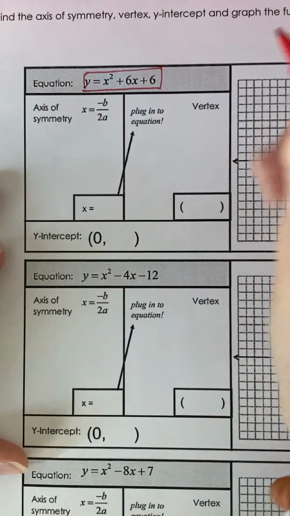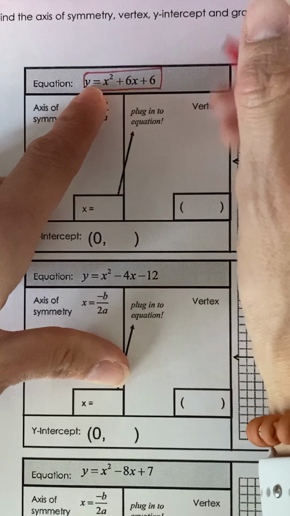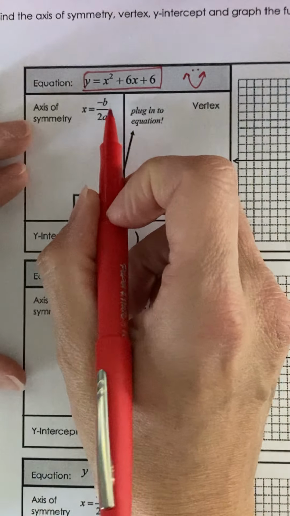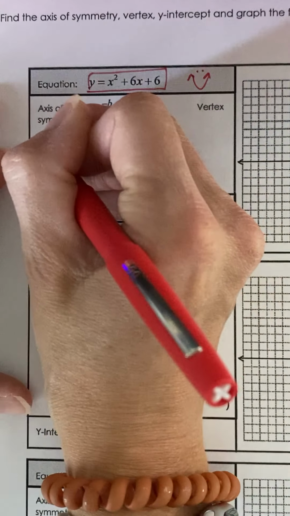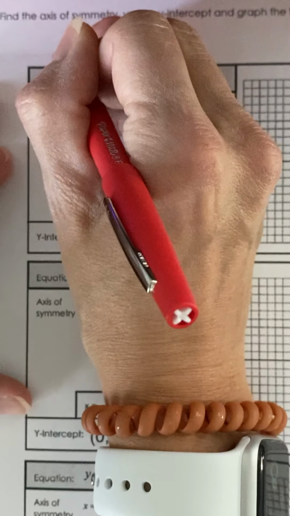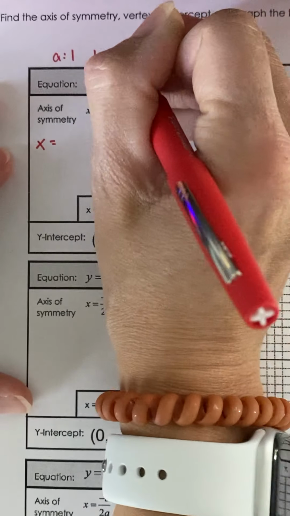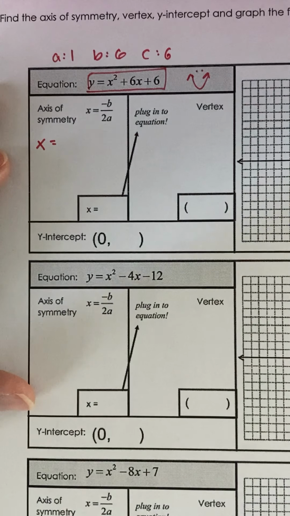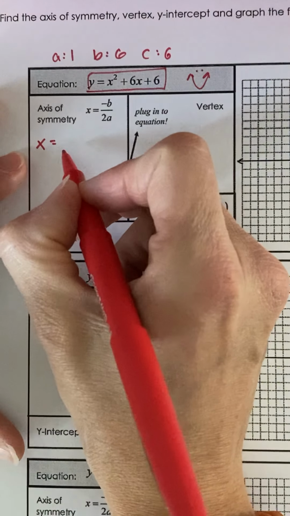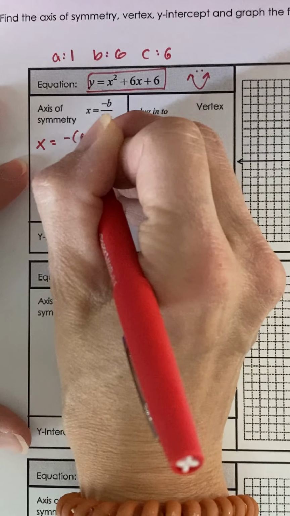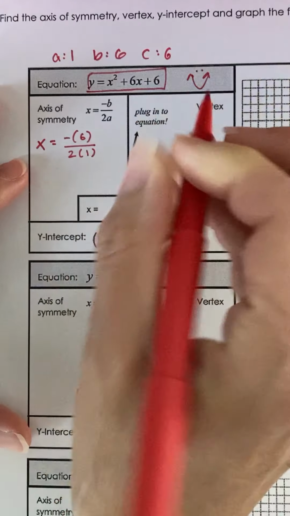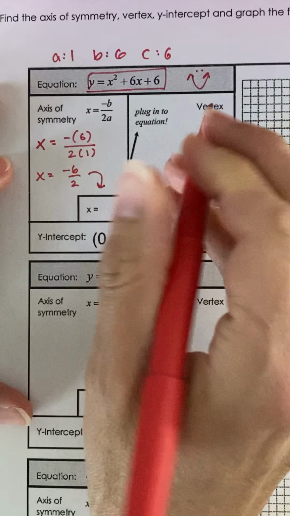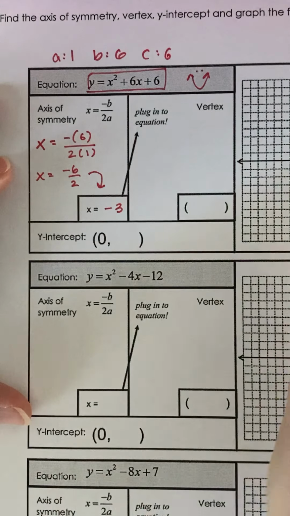All right. You can decide whether it opens up or down. A is a positive 1, so this one's going to open up. The axis of symmetry is negative b over 2a. So x equals, if you want to write this down too, a is 1, b is 6, c is 6. If you don't want to write that down, you don't have to, you can just get it from the equation. So x equals negative 6 over 2 times 1. So negative 6 over 2 would give you x equals negative 3.